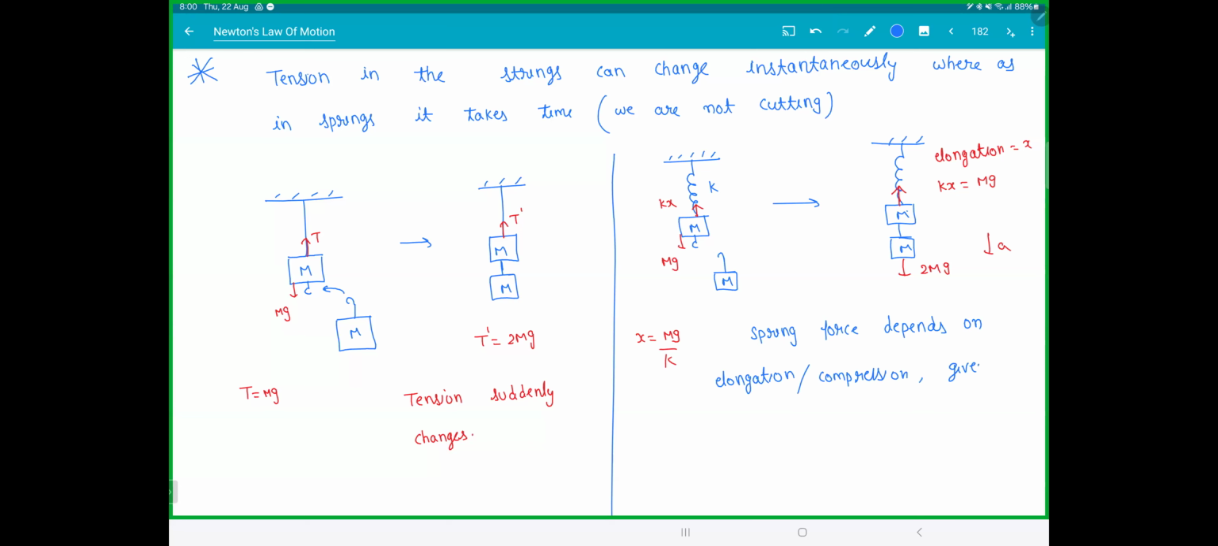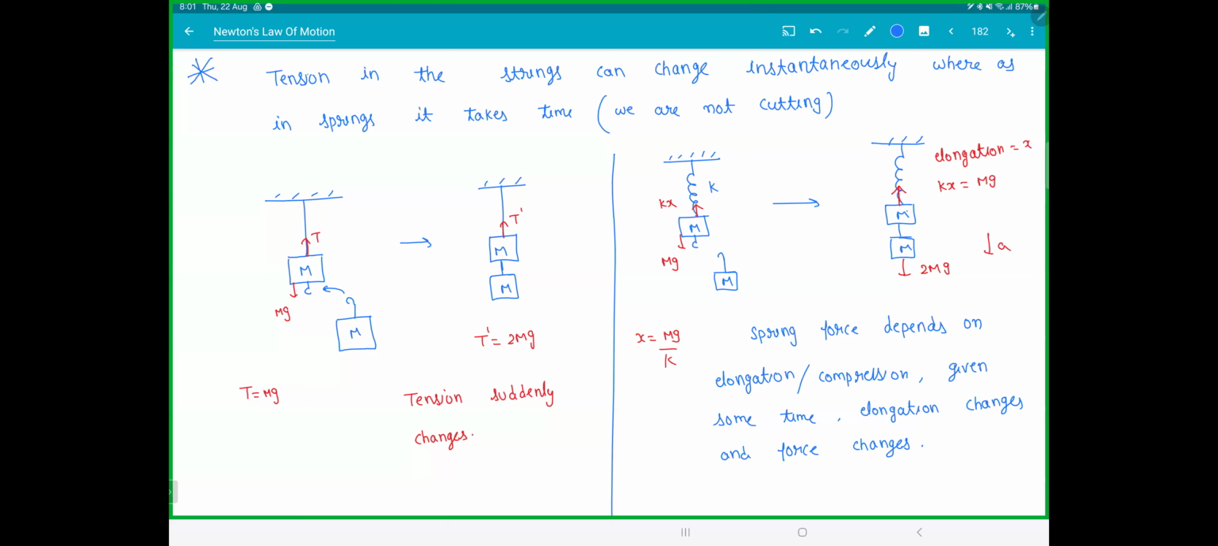Given some time, the blocks will move, and then the force will change. The difference is that the spring force is K into x. If x is not changing, force will remain the same. This is what I was saying. We're not cutting anyone here, we're just adding more blocks. So if you add a block to the tension, suddenly it will become tight. If you add a block to the spring, spring doesn't care. Spring will still say, I'm going to exert the same force at that instant.